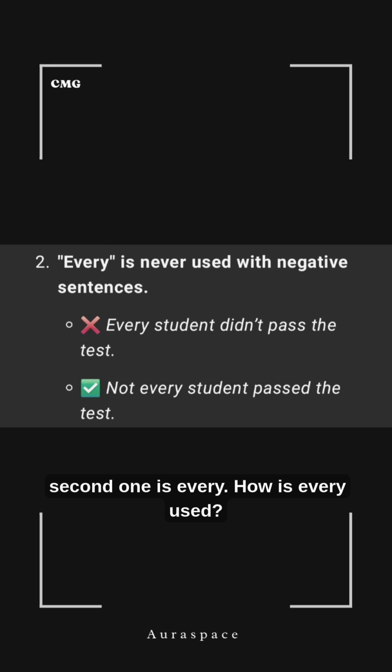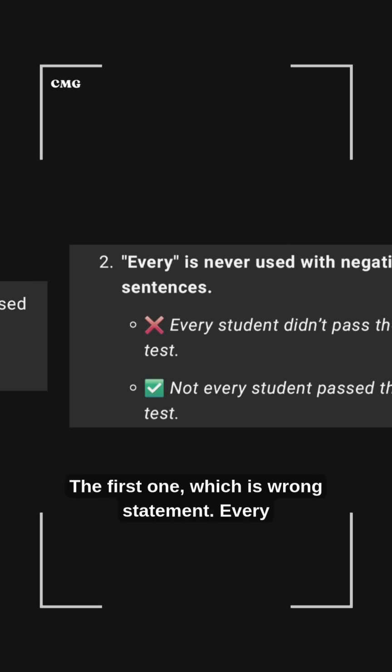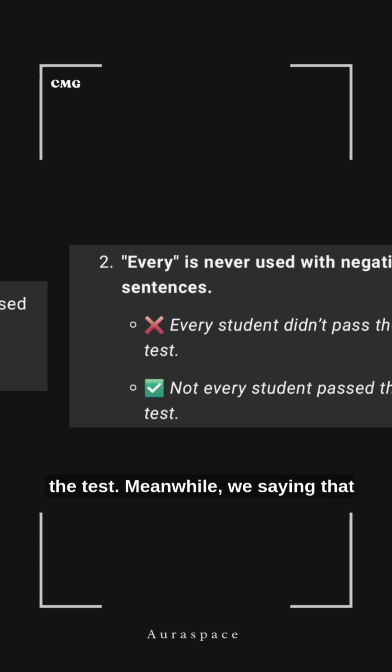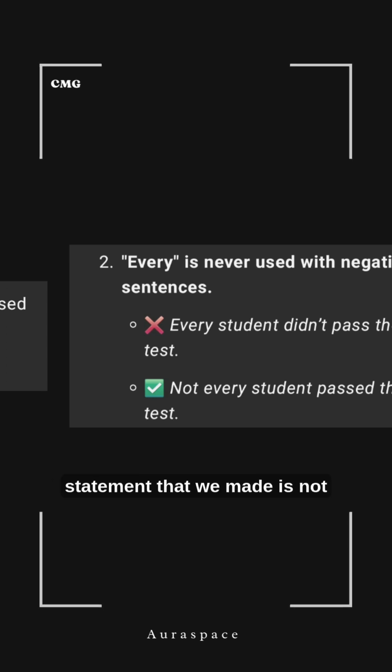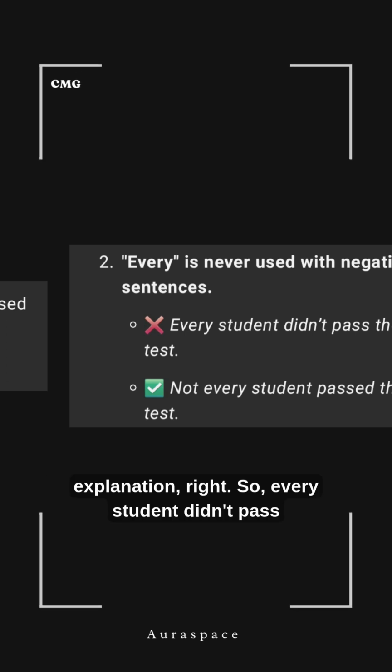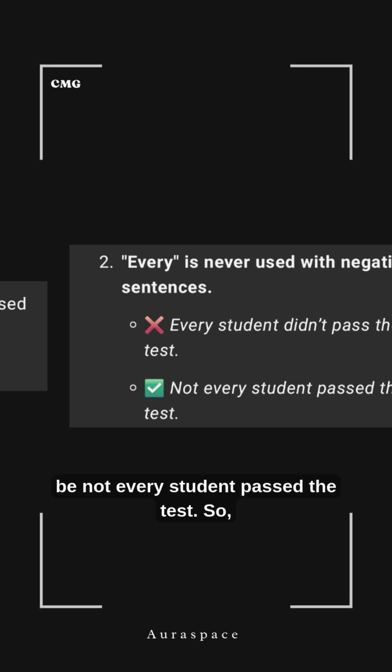The second rule is about every. How is every used? Every is never used with negative sentences. The first one, which is the wrong statement, is "every student didn't pass the test." Now, hold on with that thought, because this statement that we made is not absolute, but there are exceptions when it comes to the explanation. So "every student didn't pass the test." The correct statement should be "not every student passed the test."